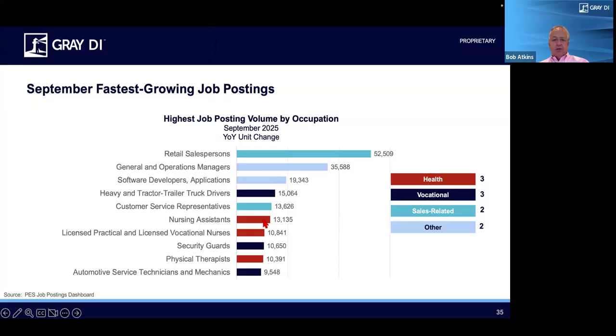On the health side of the world, we have nursing assistants, licensed vocational nurses, and physical therapists, all growing over 10,000 job postings year over year.